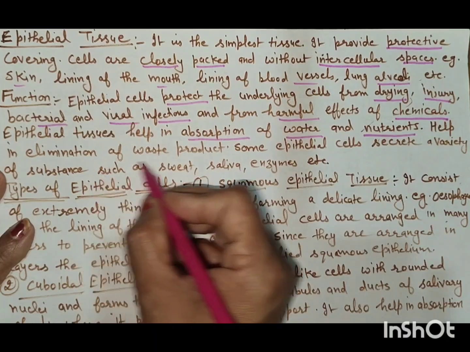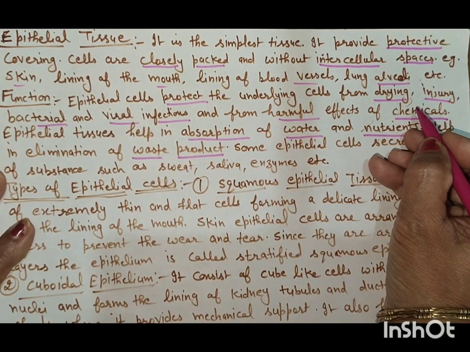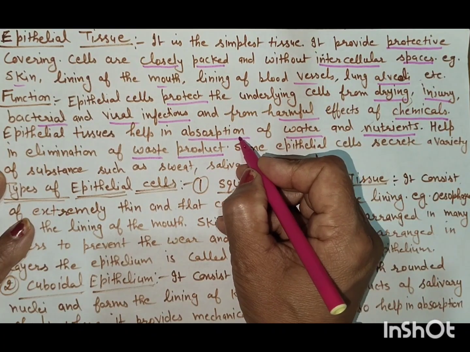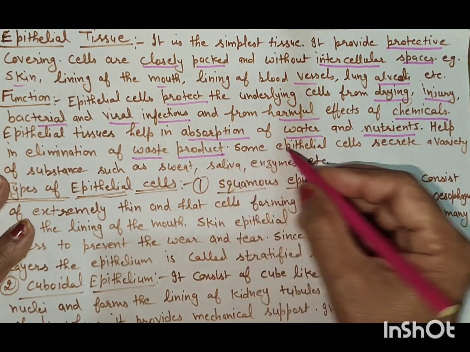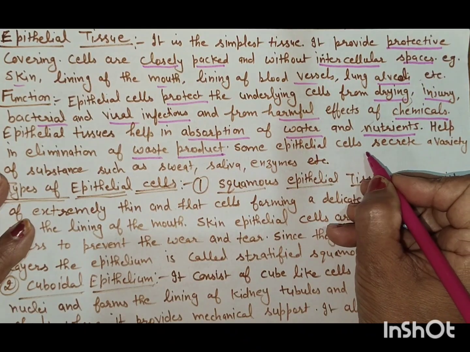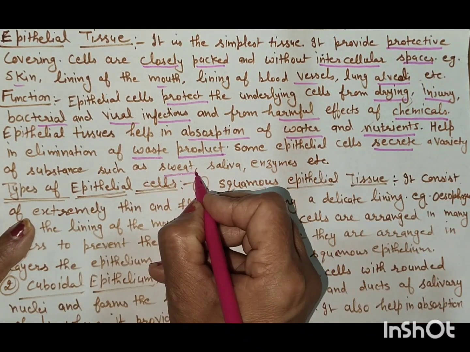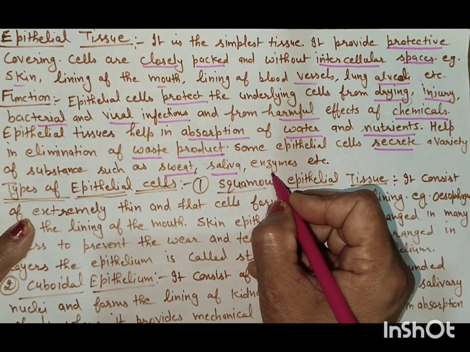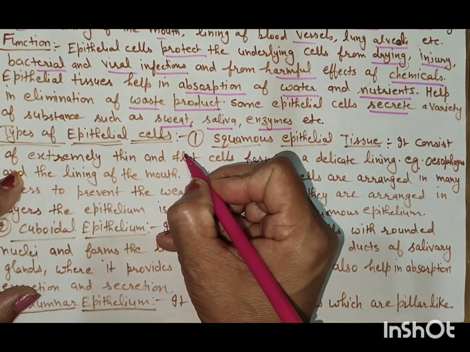It helps in the elimination of waste products. It helps in protection and absorption, and also the secretion and transportation of waste products. Some epithelial cells secrete a variety of substances such as sweat, saliva, enzymes, etc. There are different types of epithelial cells.